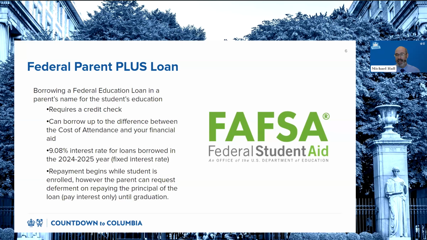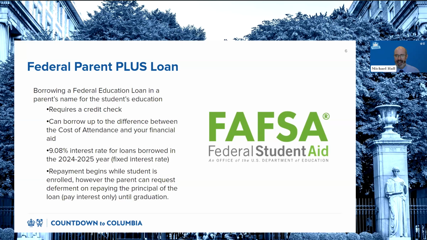Another key difference with this one is that you can actually borrow up to the cost of attendance of a school like Columbia minus the other aid, right? So they're not going to let you borrow this loan to put an addition onto your home or go buy a car or something else. The cap is really the cost of attendance at the school minus any other aid you're getting. So you can borrow as much as you need at Columbia for this one.